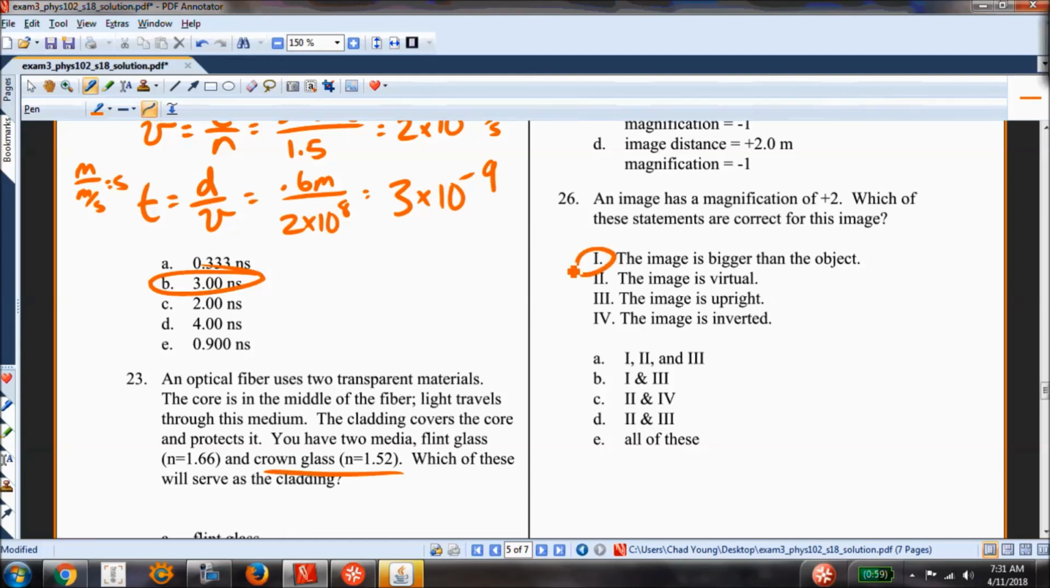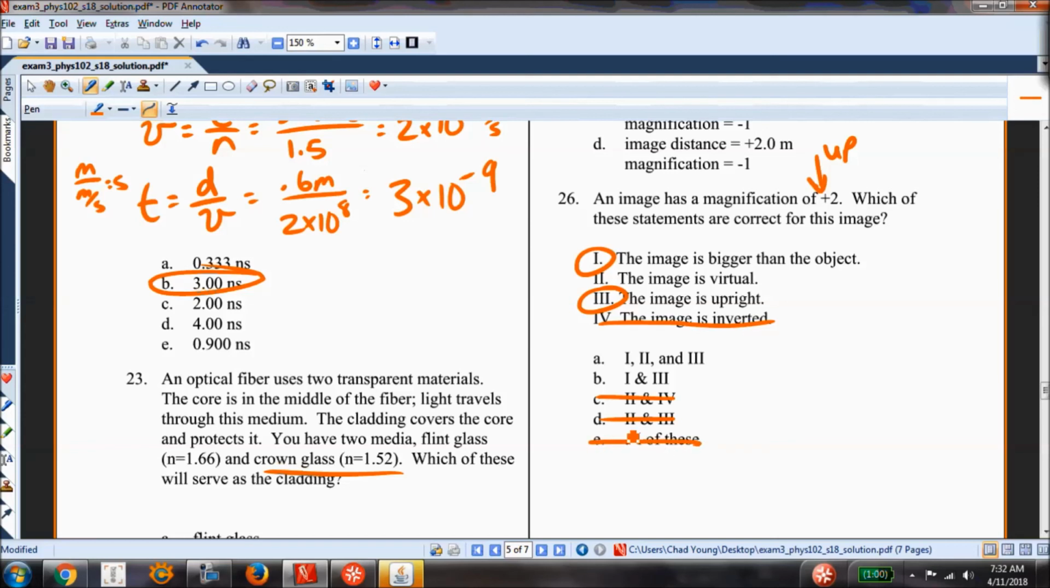Okay, 1 is correct, so that gets rid of that one and that one. The image is virtual. Maybe, let's come back to that. The image is upright. That's true because this means that it's upright. And the image is inverted. Not inverted because it's positive, so it gets rid of that. So what about number 2?